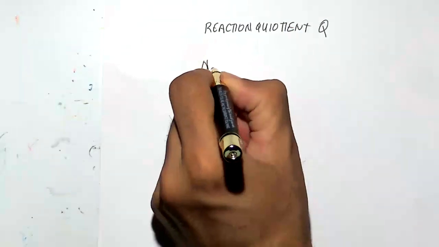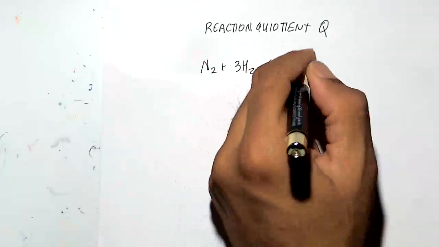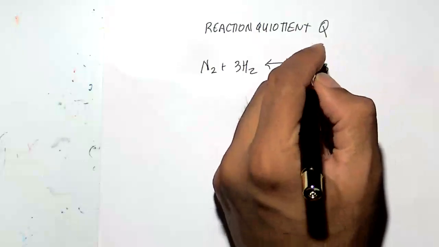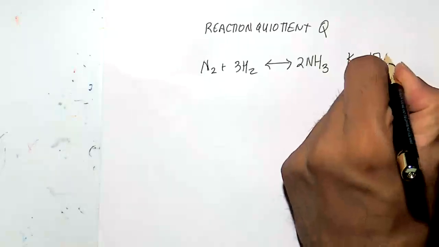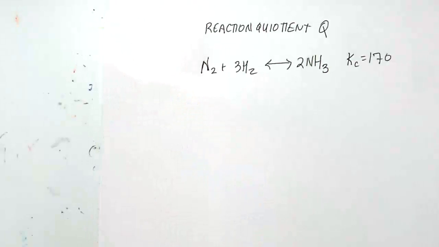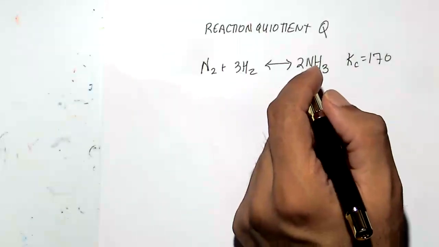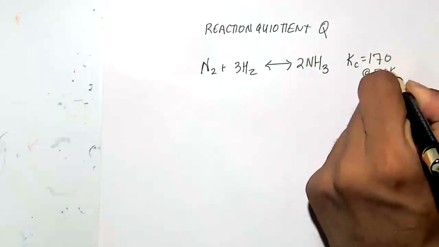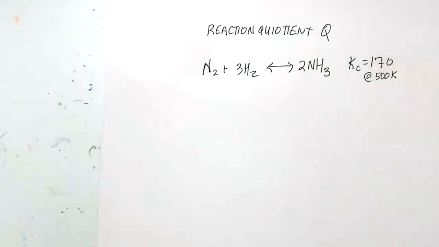So we'll take this reaction, and this has a K of about 170. N2 gas plus 3H2 gas goes to 2NH3. The 2NH3 is called ammonia. And this is at 500 Kelvin. The equilibrium constant is quoted at a specific temperature.